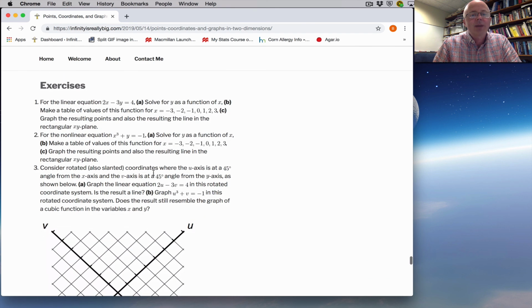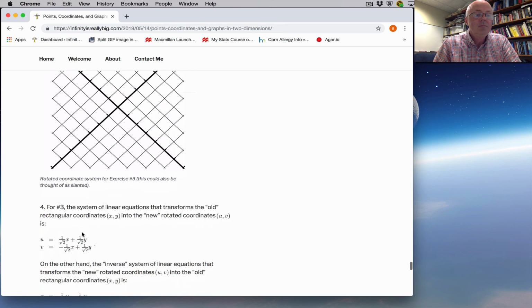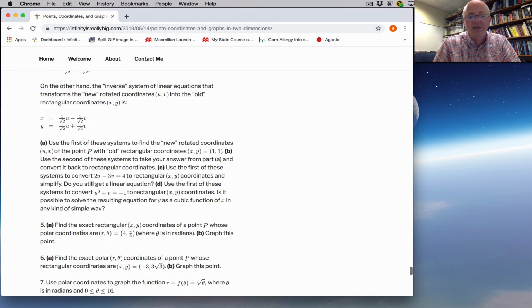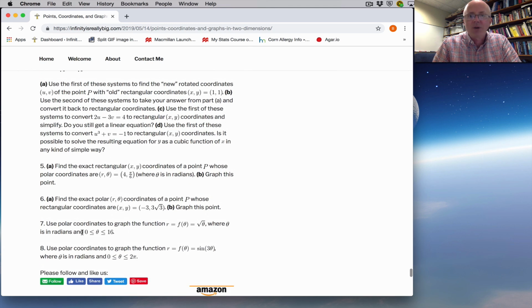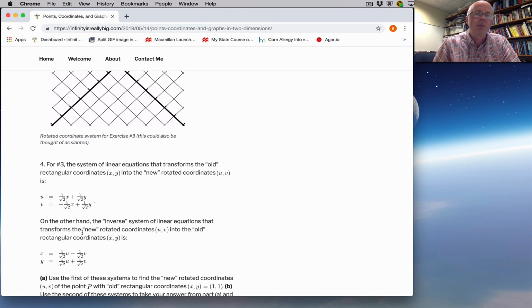At the end here I have some exercises, including an exercise with rotated coordinate system, which you could also think of as being slanted. Both the u and v axes are slanted in this example here. I don't have an answer key for this. I'm not sure if I'll have the time to. Maybe at some point I will, but this is something you can work on, and if you are a teacher, you can assign as well to your students.